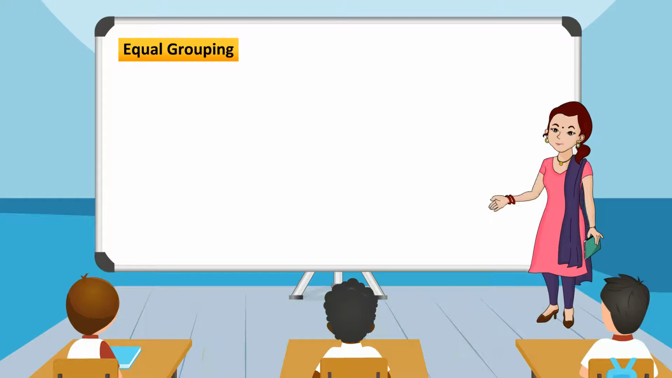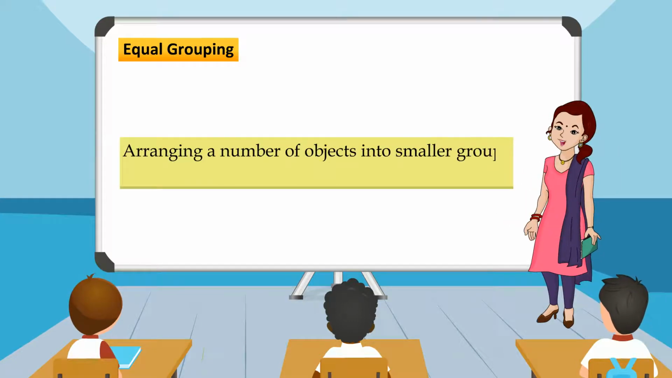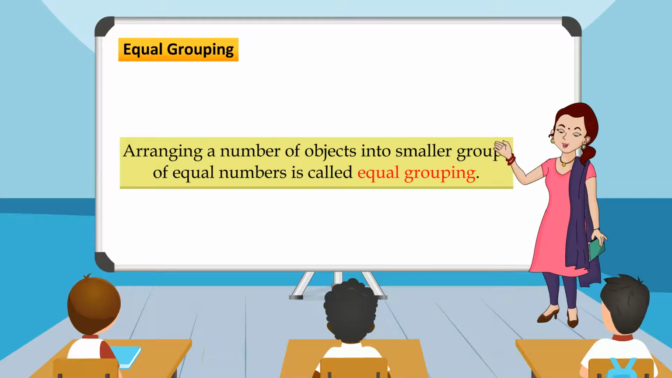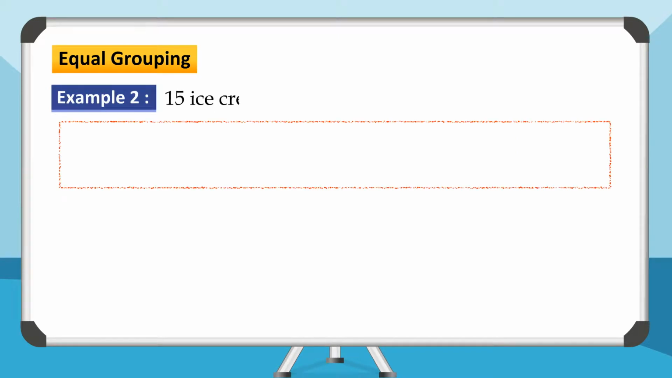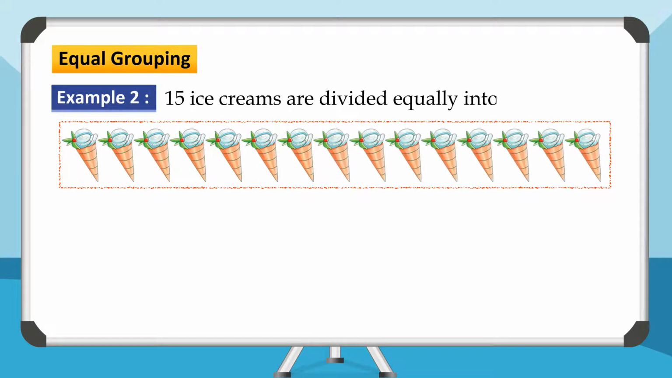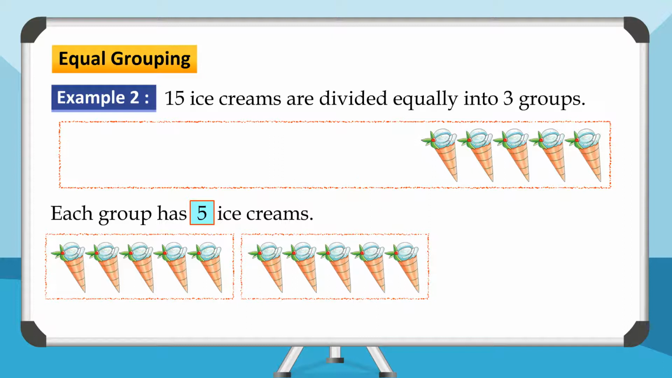Equal grouping. Arranging a number of objects into smaller groups of equal numbers is called equal grouping. Example 2. 15 ice creams are divided equally into 3 groups. Each group has 5 ice creams.